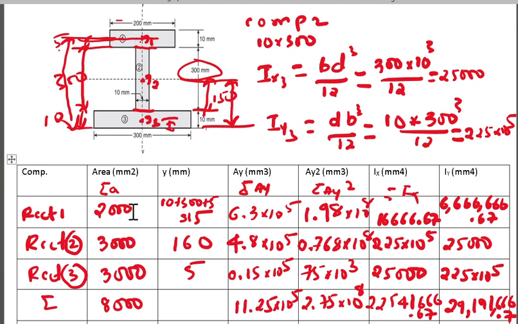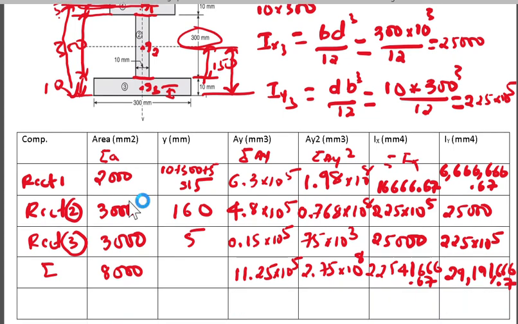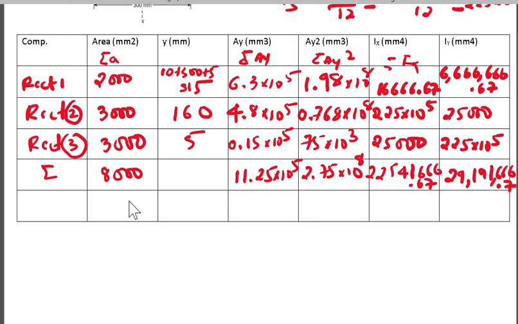So after finding the value of summation of A, summation of Ay, summation of Ay square, summation of Ix and summation of Iy, the next step is to find the value of x bar, y bar, Ix bar and Iy bar. Already you have calculated the value of x bar. Now you calculate the value of y bar.